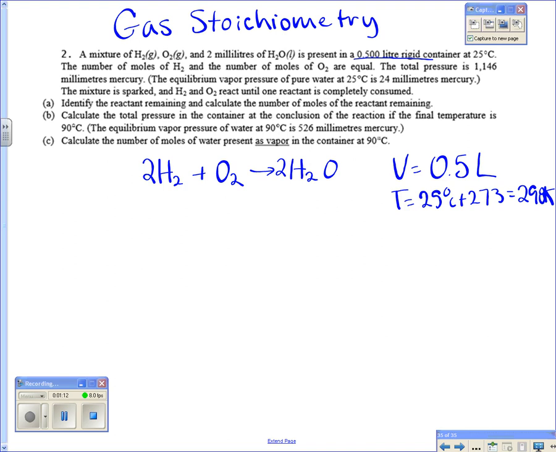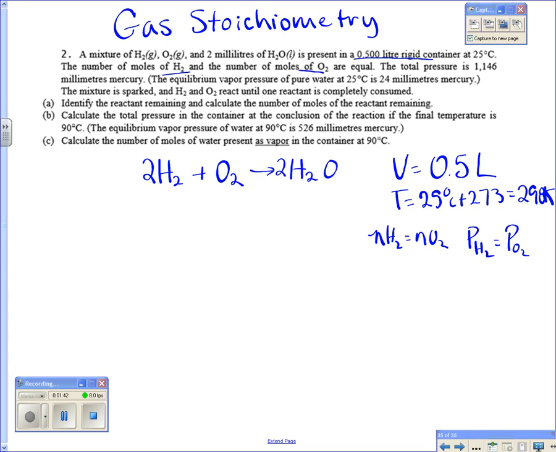Another piece of information it gives us is that the moles of H2 and the moles of O2 in the container are equal. So I know that the n of H2 equals the n of O2. And I know it's dealing with pressures, so if my volume's the same, my temperature's the same and my moles are the same, then if I plug everything into PV equals nRT, my P's would be the same. So the P of H2 is going to equal the P of O2, and that's going to be valuable in just a second.